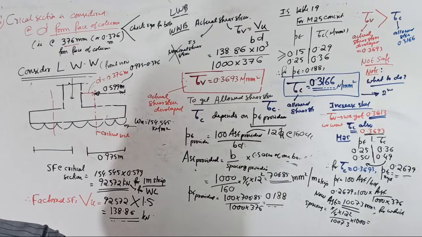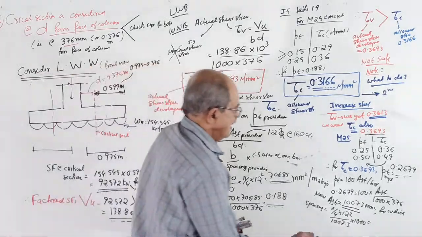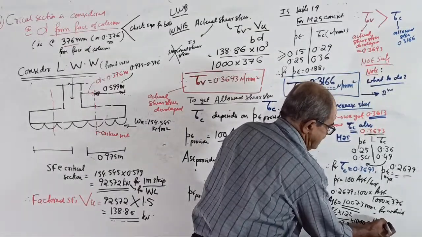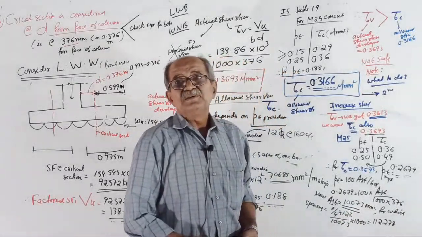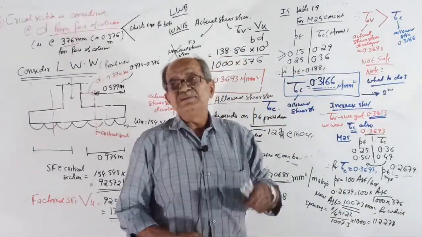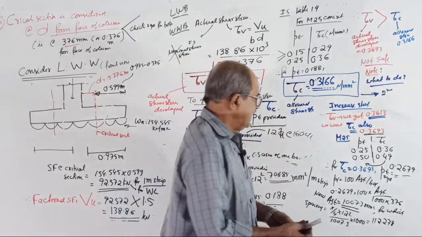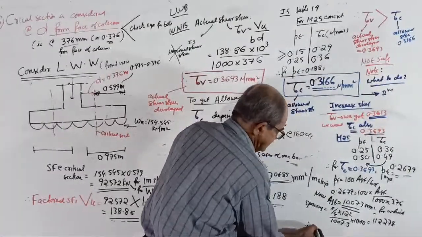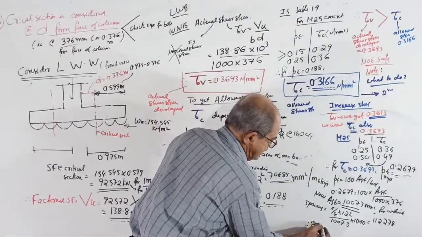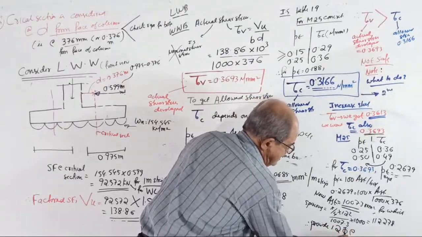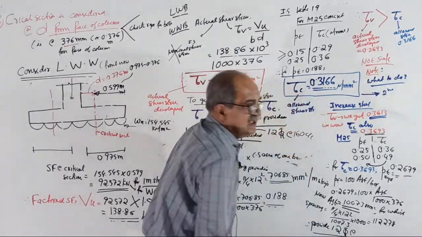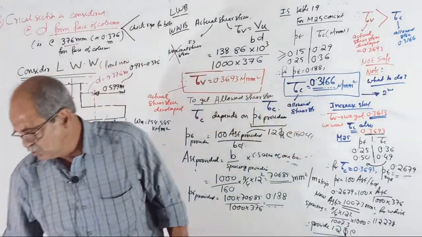Area of 1 bar by total area into 1000. 112.278. 112.278 is okay. Suppose spacing comes within 100, once again go back to 16 tor. Okay, therefore tell the answer. Provide what? Provide 12 tor at, earlier steel cancelled. Tell me now the new steel.